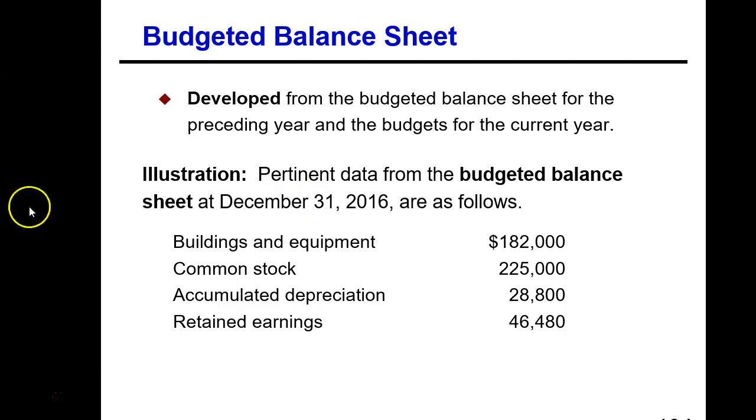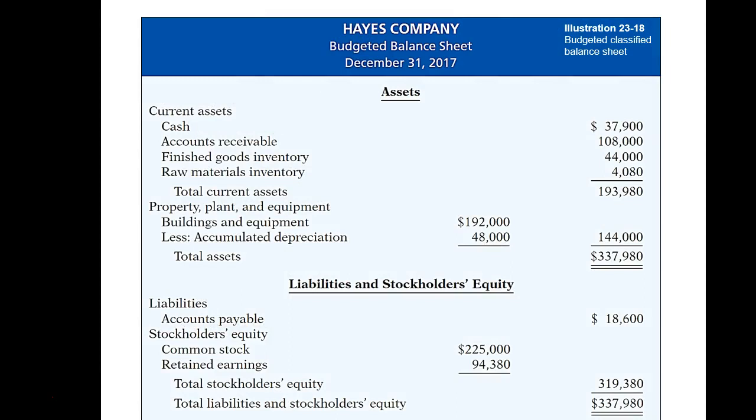So here's some other information that's coming from our 2016 balance sheet. It gives our building equipment values, common stock, cumulative depreciation, our retained earnings. So this is information coming from the end of our last fiscal year. So now we're going to look at our balance sheet. Again, it's a budgeted balance sheet.